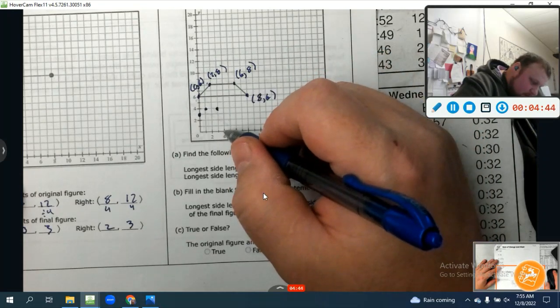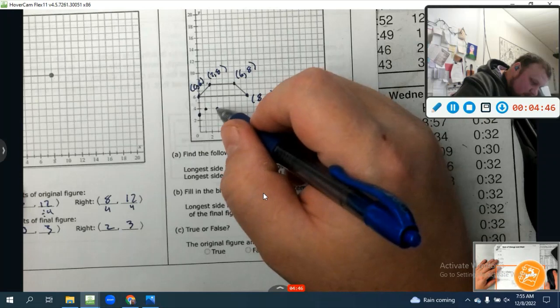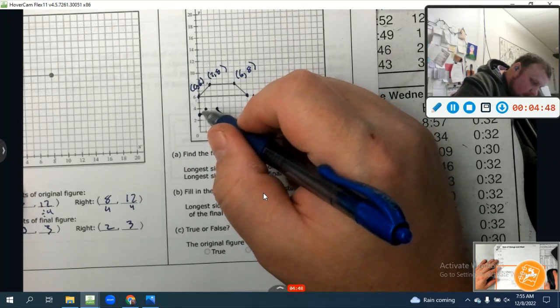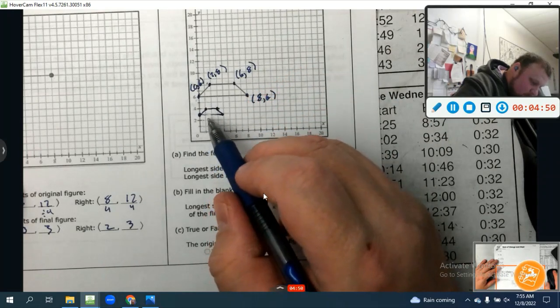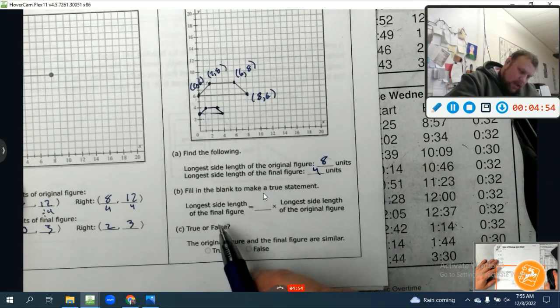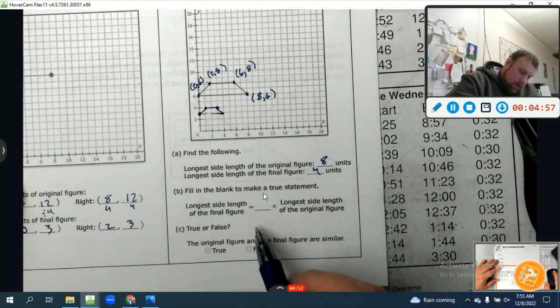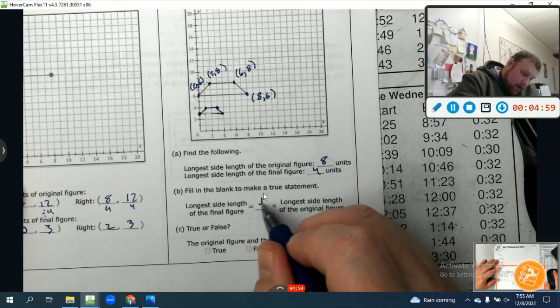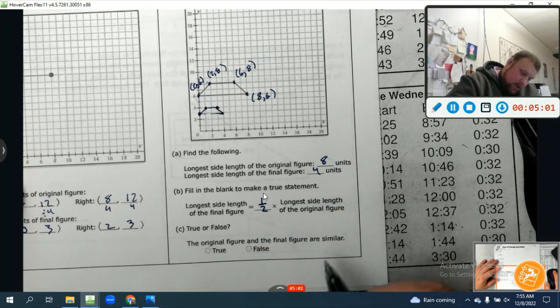And we see our new figure right here. And what's the length of that? It's 1, 2, 3, 4. So it's going to be 4 units. The longest side length of the final figure equals 1/2 times the longest side of the original figure. If the original figure and the final figure are similar, true. Boom. Right there.